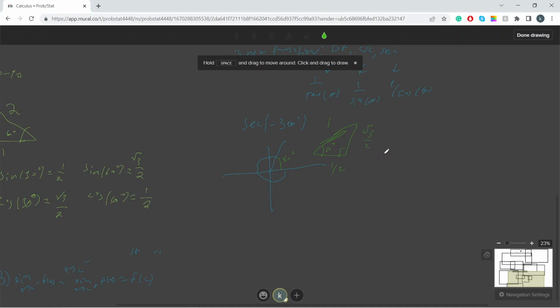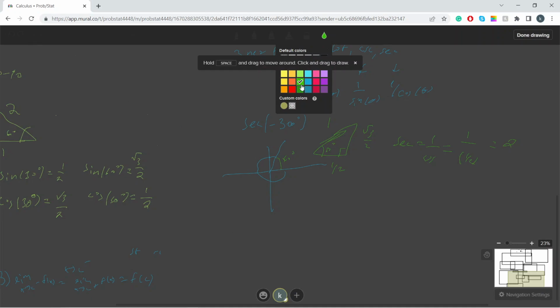So what is secant? Secant is 1 over cosine. But what is cosine? It's simply this x coordinate right here. So we know that cosine of 60 is 1/2. So secant of 60 degrees is 1 over 1/2, and that's going to be 2. So you've solved secant of negative 300 degrees.